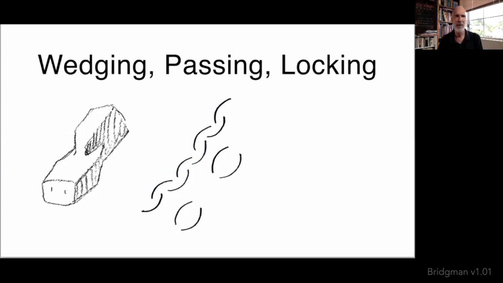Okay, let's move on to locking. Are you ready? This is going to take brain power. It ain't over. We're going to put some energy into this next part.